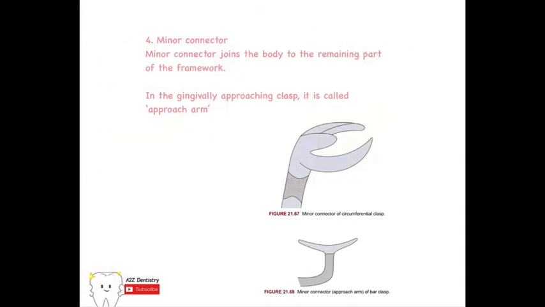So moving on towards the last component of our clasp assembly, the 3 R's we have already done. Now the last is the C. C stands for connector, which is the minor connector. Basically this minor connector joins the body to the remaining framework. In this figure we can see that the vertical component is our minor connector in a circumferential clasp, and the next figure depicts our minor connector in a bar clasp. We will see clasps in detail, then you will understand what this means. For now, just remember that the minor connector joins the body to the remaining framework, right?